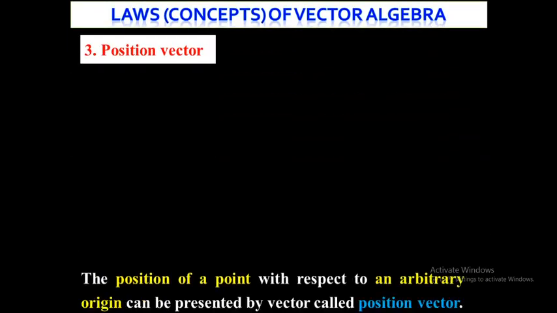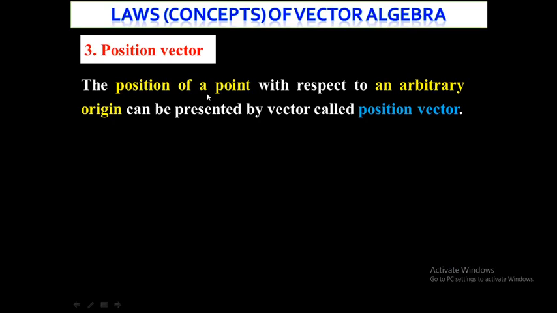Third, position vector. The position of a point with respect to an origin can be represented by a vector that is called a position vector. Suppose this is a reference point, any arbitrary origin point O, and this is a vector and the final termination point is P. So this OP is said to be a position vector and is represented by the vector OP.